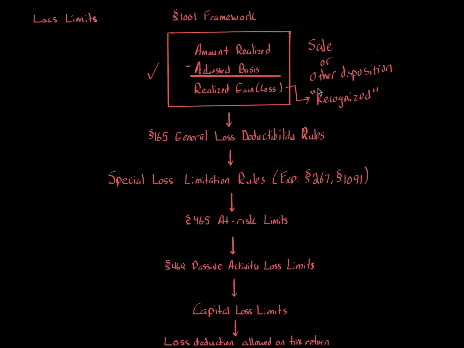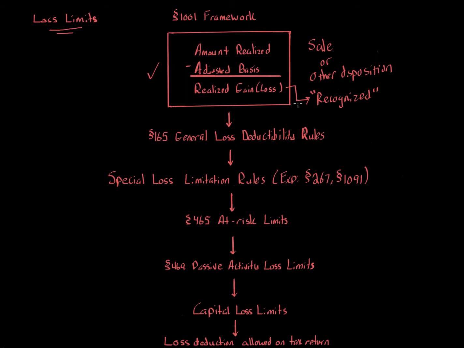Recognized is what goes on the tax return. Realized is just, again, the triggering event. So recognized is the key. If the realized loss becomes recognized, which means it very likely will be on the tax return, then we have to consider these loss limits. So we start by determining the loss, and then we actually have to now consider certain limitations on the losses.